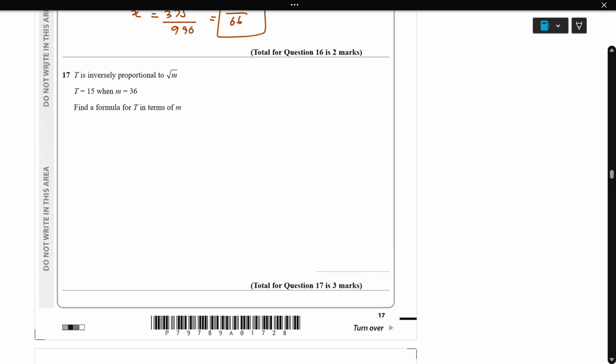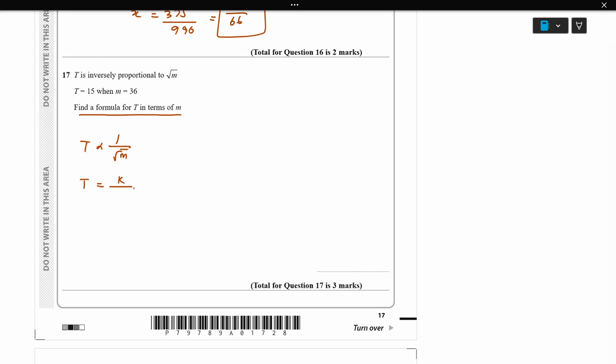Next question, question number 18. T is inversely proportional to the square root of m. So T is proportional to 1 by square root of m. The T value and m value are given. Find the formula for T in terms of m. So I'll make it equal by multiplying with a constant k. I'll substitute the values to find k. So T equals 15 equals k over square root of 36, which is 15 equals k over 6.